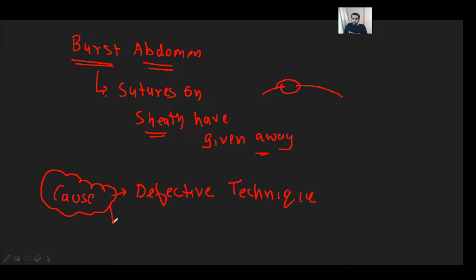A patient can also be responsible for this. If there is anything in the patient which is increasing the intra-abdominal pressure, what are the things which will increase it? Let's say the patient is pregnant. Let's say the patient has ascites. Let's say the patient has a chronic cough. Let's say the patient has BPH and is straining every time while passing urine. All these are factors which may lead to burst abdomen.